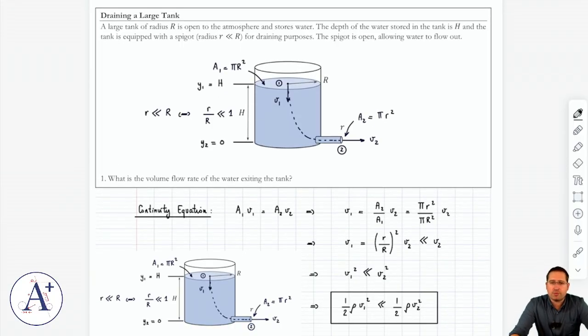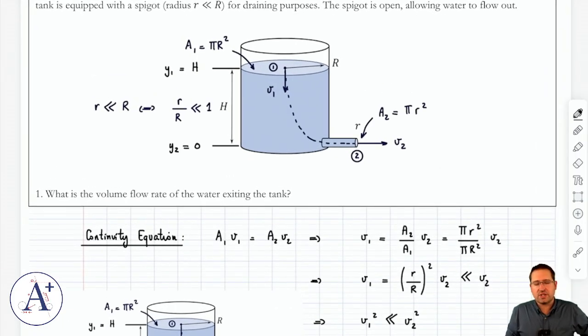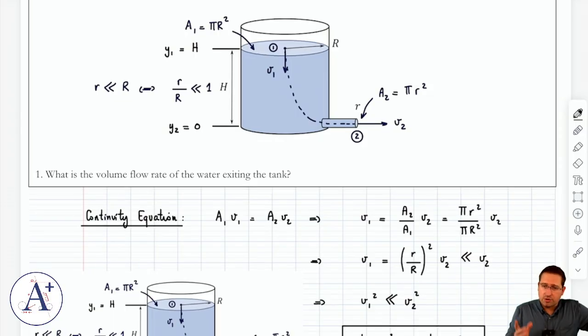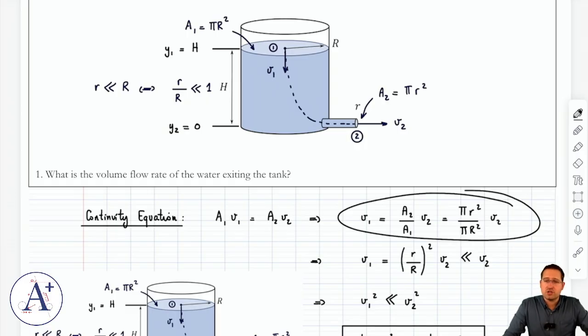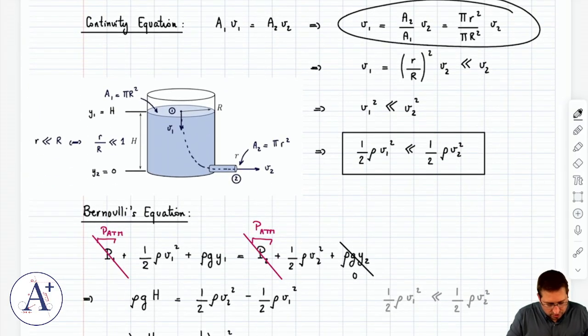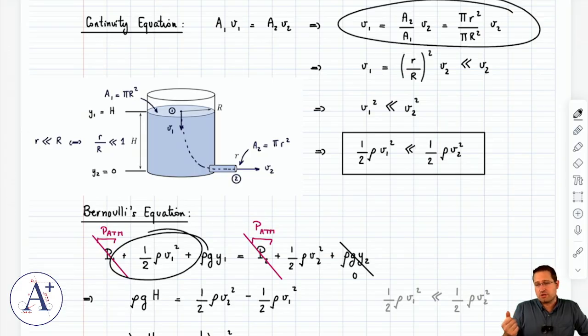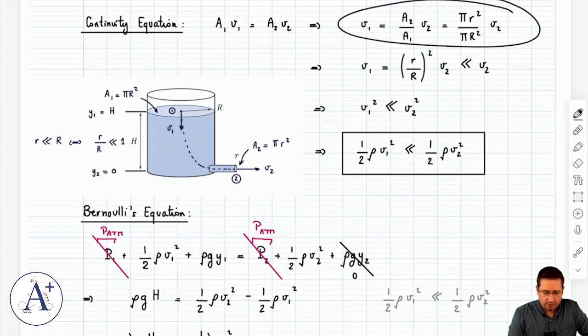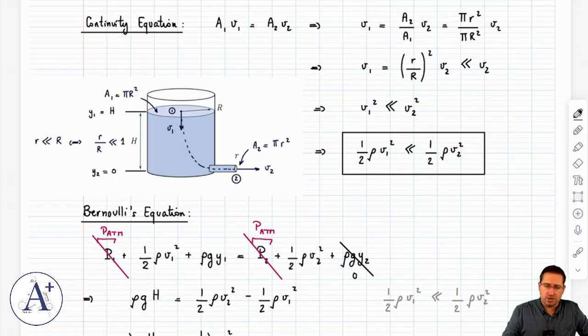The problem of the draining tank is a classic problem. And it is usually the case that A2 is very small in front of A1, making V2 very big in front of V1. But if it weren't the case, again, continuity at the very least will give us a relationship between V1 and V2, which means that we can then plug that into Bernoulli's here, so that now Bernoulli's is only a function of V2, and I can solve for V2. It's going to be a little bit more complicated, but it's doable.